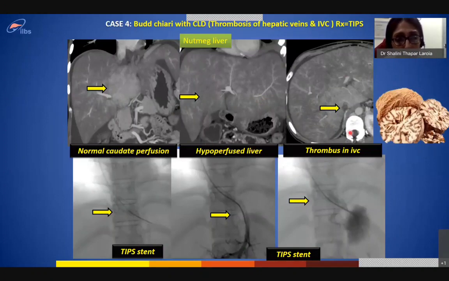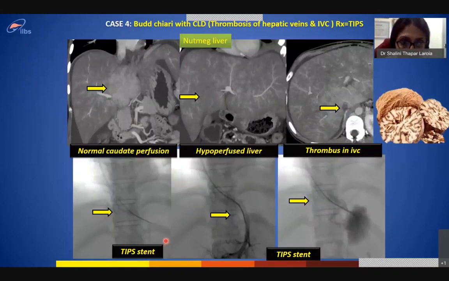So hypoperfused liver, thrombus, and normal caudate perfusion constitute the triad of Budd-Chiari syndrome, which is acute Budd-Chiari and the classical nutmeg liver. Now, what is the treatment for this? In acute cases, a TIPS stent placement, like I said, a transjugular.